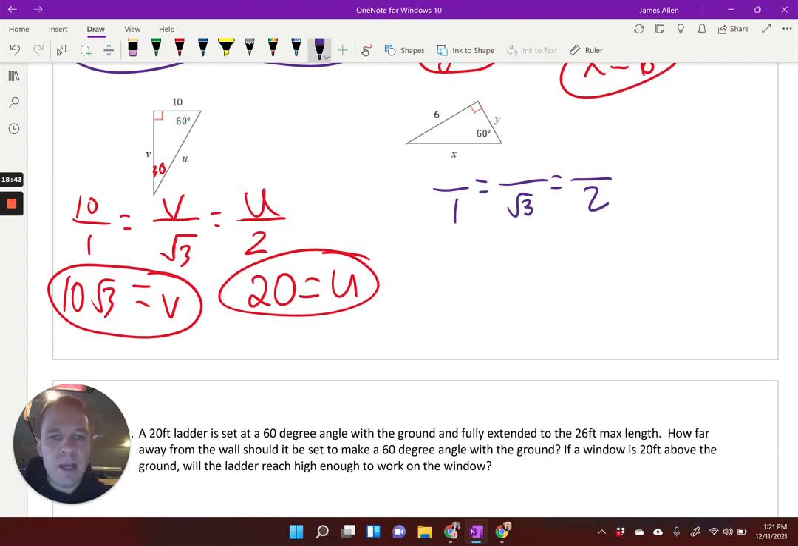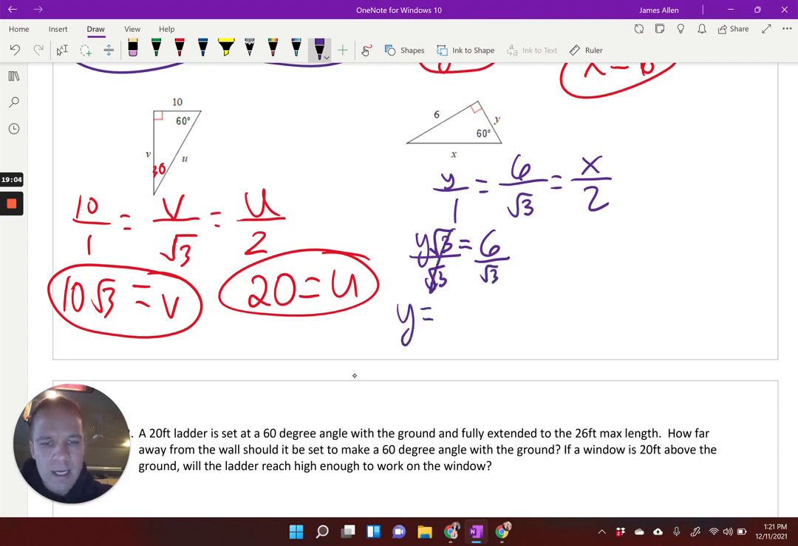Across from my 30 is a y. Across from my 60 looks like the 6. And across from the 90 is x. We're going to cross multiply and solve for y. So I get y root 3 equals 1 times 6, which is 6. Divide by root 3, and I get y equals, that cancels, 6 over root 3, which we cannot keep.